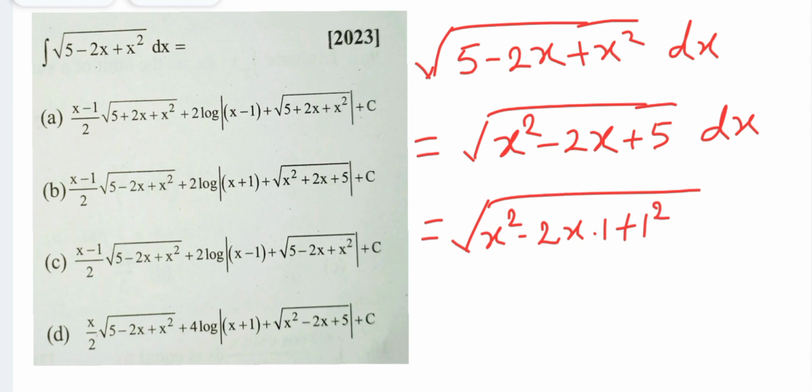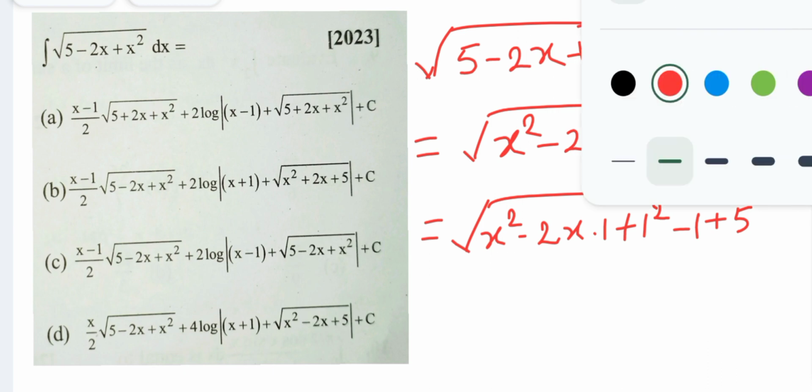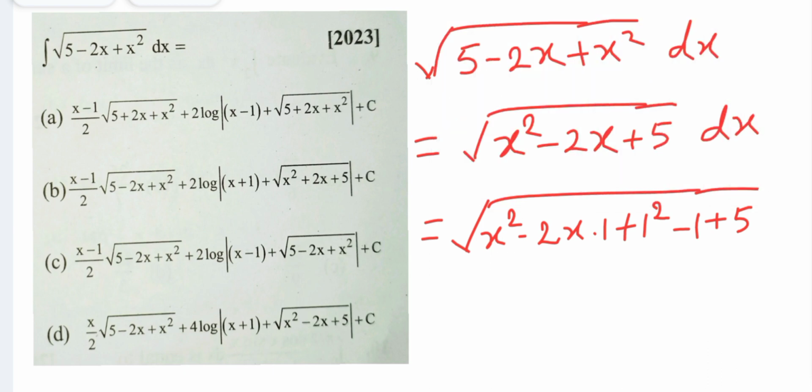I want to make it like x square plus a square or x square minus a square, something like that. So for that, x square minus 2 into x into 1 plus 1 square; 1 I have added, so 1 I will subtract as well. 1 square is 1, so 1 square I have added from our side, so I will subtract 1, and plus 5 is there, so I will write as it is, and then dx.